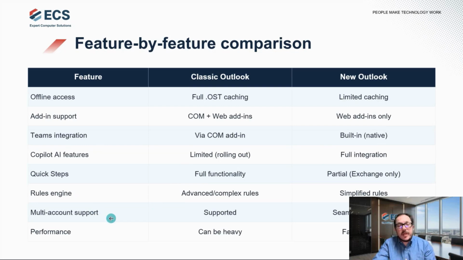Multi-account support. So in Classic Outlook, if you had multiple mailboxes, there are steps that you needed to do to add them and it becomes more involved. In the new Outlook, it's a seamless process. It's automatically added. And last but not least is performance. Classic Outlook is very performance heavy. It uses a lot of memory, it uses a lot of power from your computer. The new Outlook is a lot lighter and uses fewer resources than the classic one.